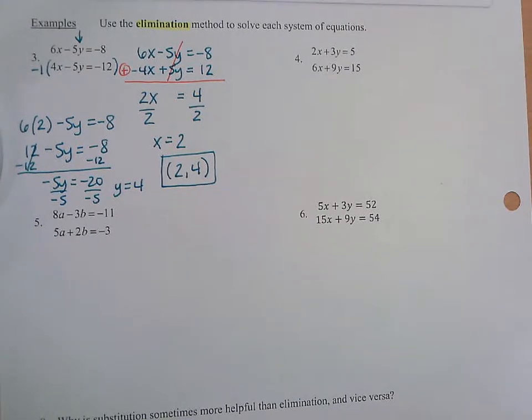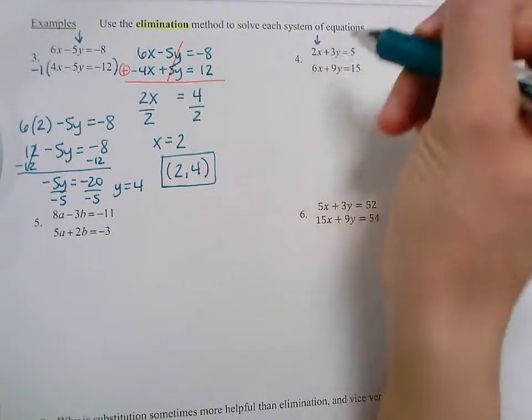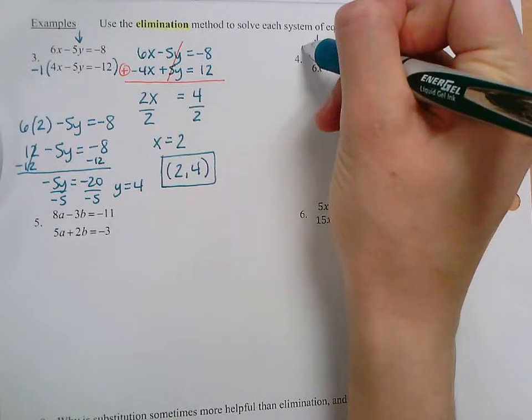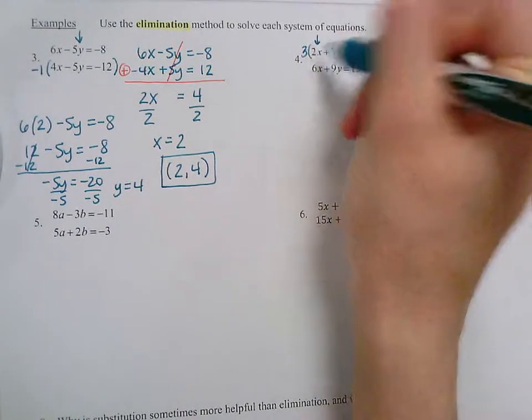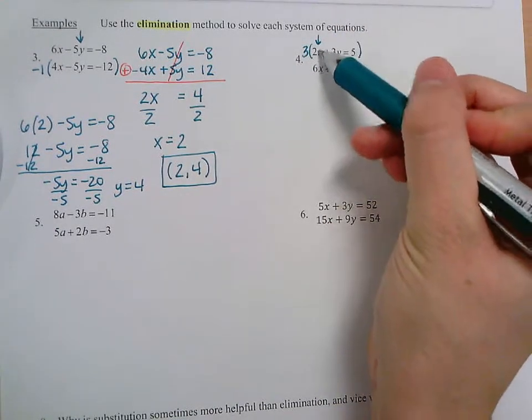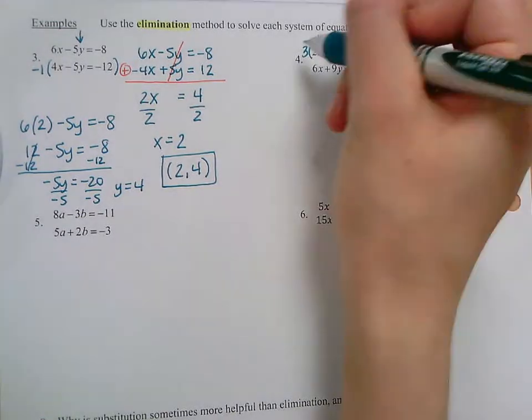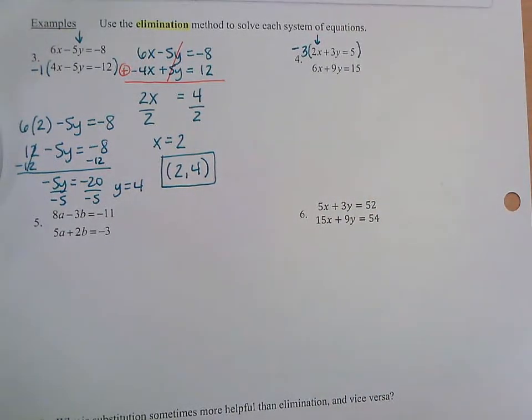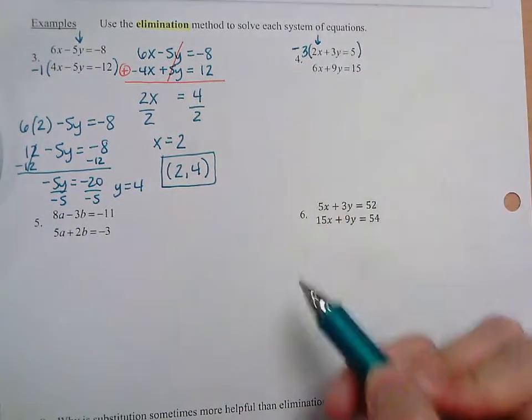Carter? Which one are you eliminating? X or Y? X's? Okay. And then, so you could multiply by, what did you say? Negative 3. Yep, you could multiply by 3, and then they'd both be 6, so you'd have to subtract. Or if you do negative 3 and they're opposites, you can add the equations together. So that would give me a negative 6x and a 6x.